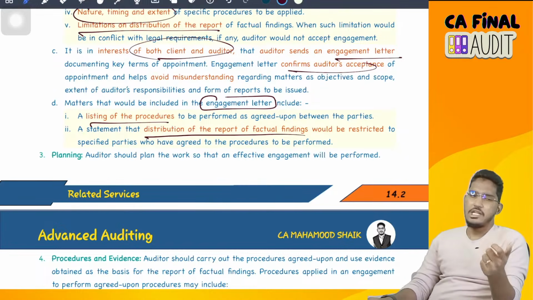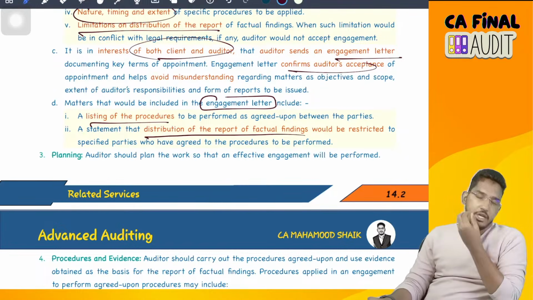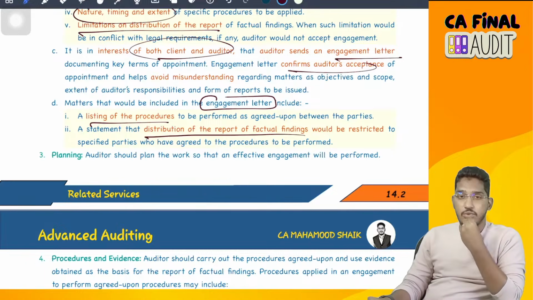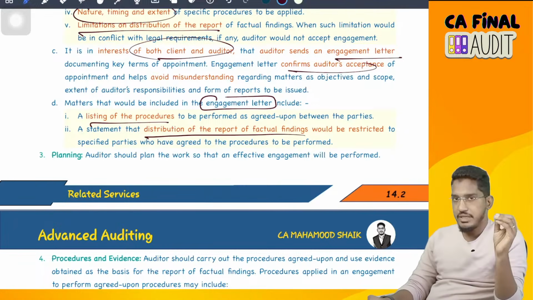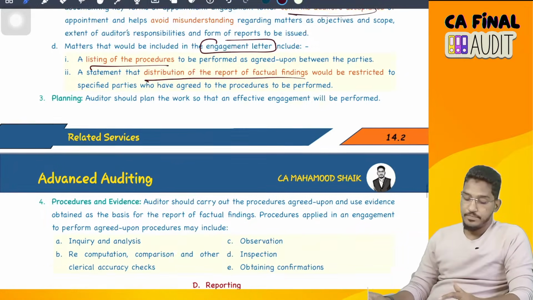As I have told, this engagement is not for everybody. Agreed upon procedures will be done only for the requirements of a specific user. So you have to clearly mention in your engagement letter that this report is not for everybody. This report is only for intended users.